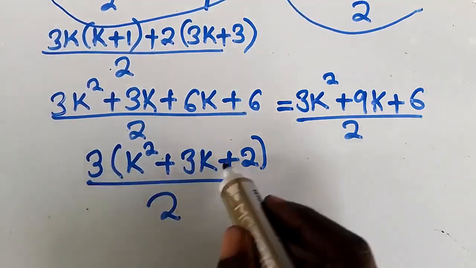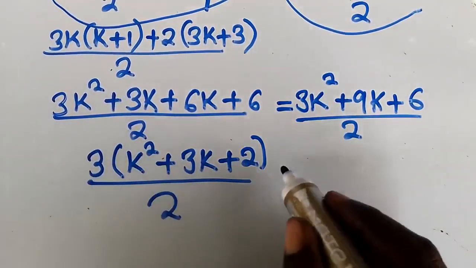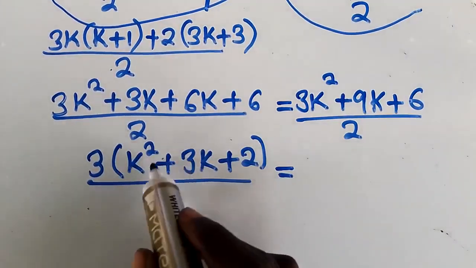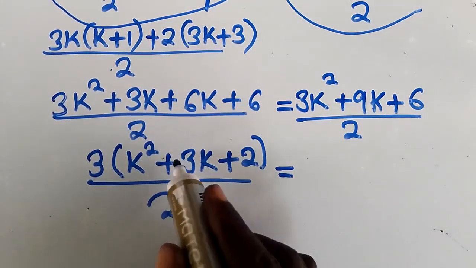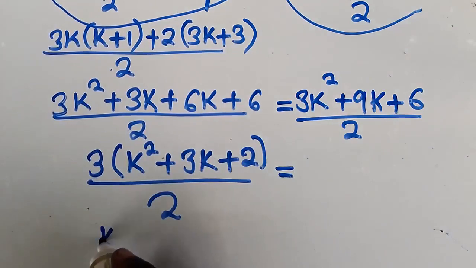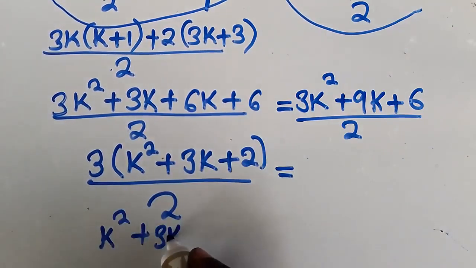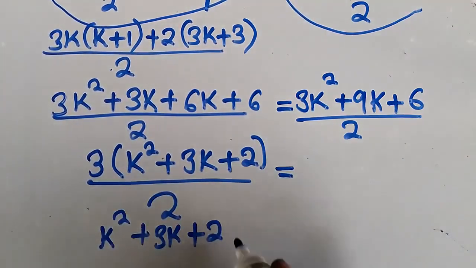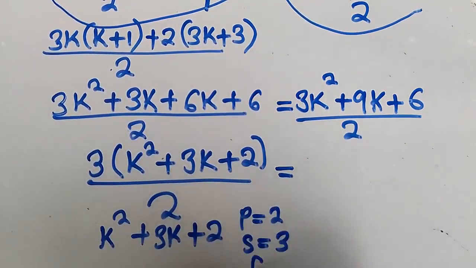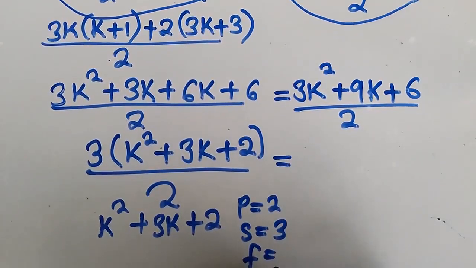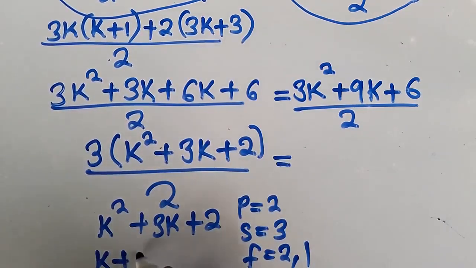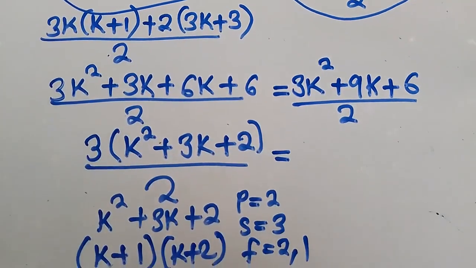Then you factorize. Let's factorize this part. So how do we factorize that? This is k squared plus 3k plus 2. I believe we know how to solve this. What is your product? 2. What is your sum? Your sum is 3. What are your 2 factors? It's 2 and 1. So you put them here. This is k plus 1, then k plus 2. This is how we get to factorize.